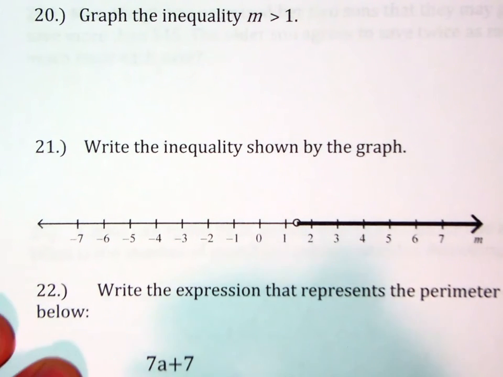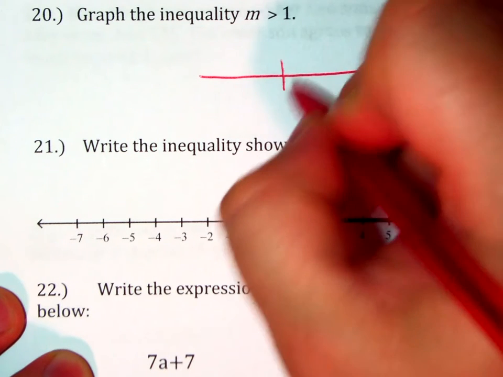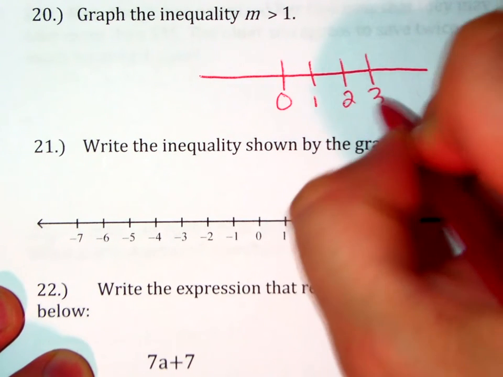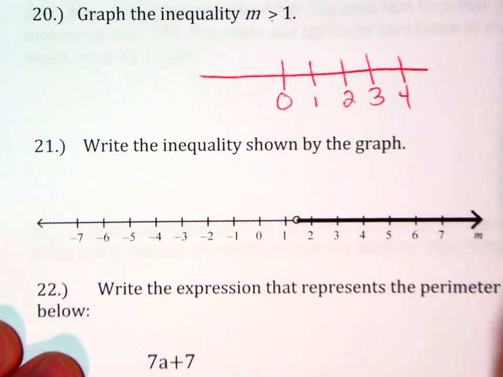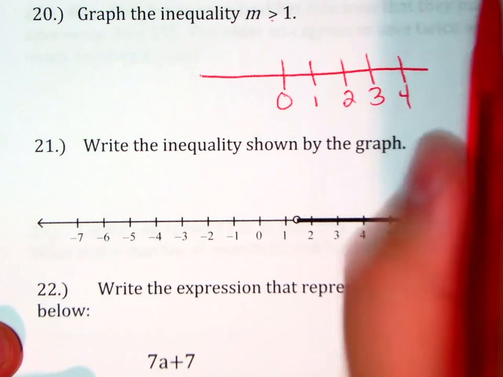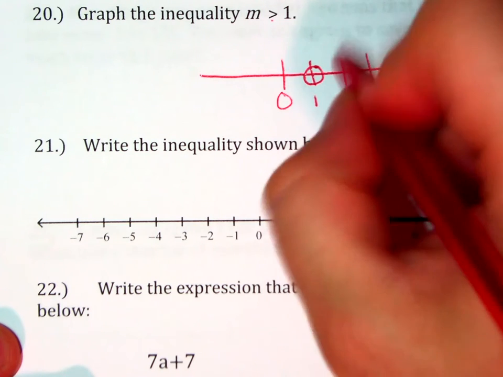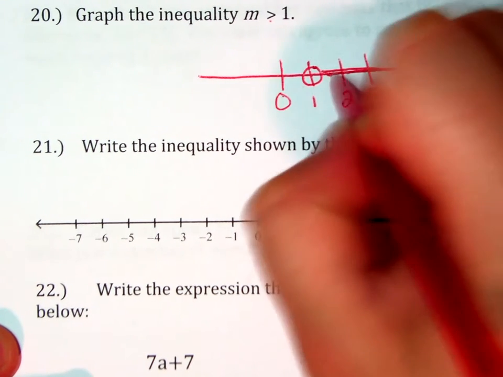Problem number 20 says to graph the inequality, so I'm going to need a number line. M is greater than 1. And since M has to be greater than 1, 1 is not an included value for this inequality, so I'm going to use an open circle and then shade every number that's greater than 1. Well, that would be everything to the right of 1.